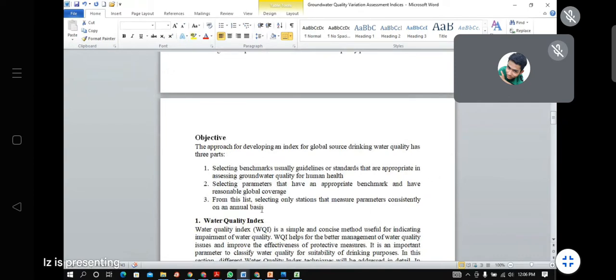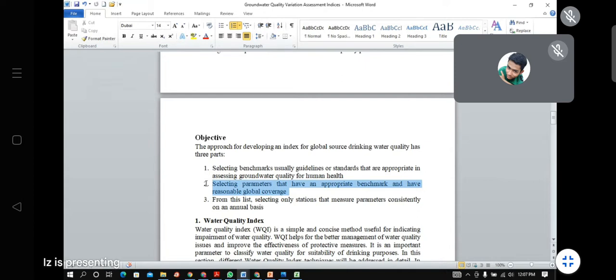So there could be these three general objectives: selecting a benchmark, guideline or standard that is appropriate in assessing groundwater quality for human health. Okay, so your department will select the benchmark or the guideline or standard, right? In the last lecture we mentioned the United States Environmental Protection Agency or WHO or European Union. These countries have their well-defined standards for different usage, including drinking water. But developing or underdeveloped countries directly adopt the WHO standard. Right. Selecting parameters that have an appropriate benchmark and have reasonable global coverage.